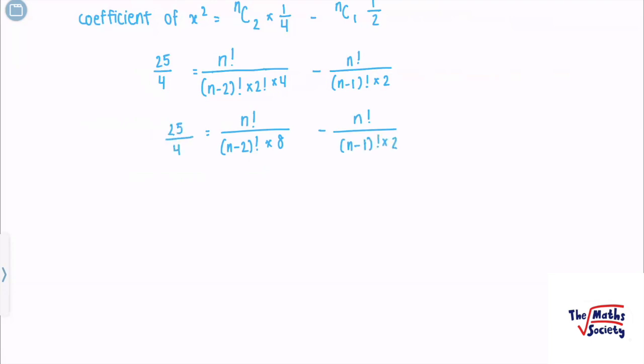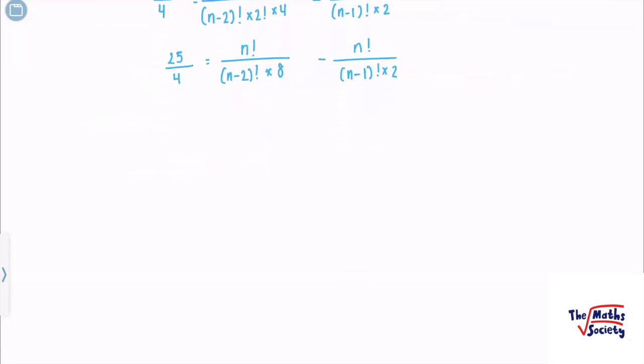Okay, so now we want to take off this 4, so we're just going to multiply it by 8. So we multiply 8, 4, and 4, 4, 2, 25. That's going to be 50. And it's going to change the 8 as well here. So it's going to be just n over n minus 2 factorial, and then minus 4n factorial over n minus 1 factorial.